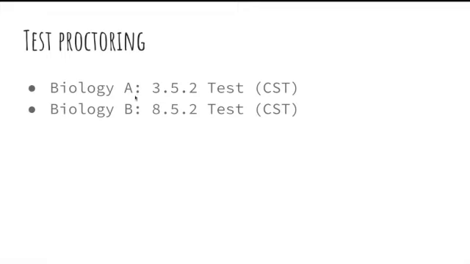Okay? Now, Biology A, the 3.5.2 test, and it says CST. What they mean is that's a computer scored test. That's different than the TST, which is the teacher scored test. So the 3.5.2, that is in Apex, and your proctor, whoever that is, will unlock that for you in Apex. If you're taking Biology B, it's the 8.5.2 test, and once again, that's the computer scored test in Apex, and you'll have your proctor unlock that for you. This is different than last semester. We had the final exam. We're doing tests this time.